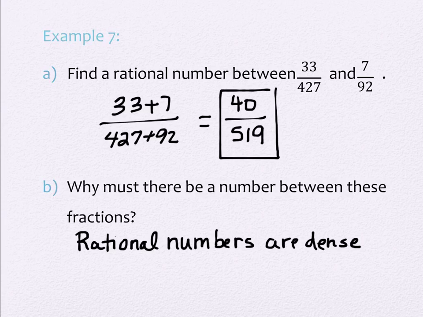These two numbers, 33 over 427 and 7 over 92, they're rational numbers. So they fit in with this description. Now let me describe it a little bit intuitively, and that might help you too. Because you might be saying, okay, but you're just saying that theorem again. And you're right, I am just saying that theorem again, and it is true. But if you want to think about it in a little bit different way, this might help you.